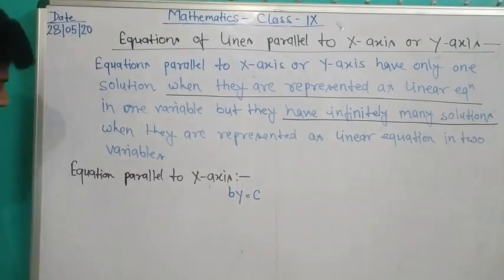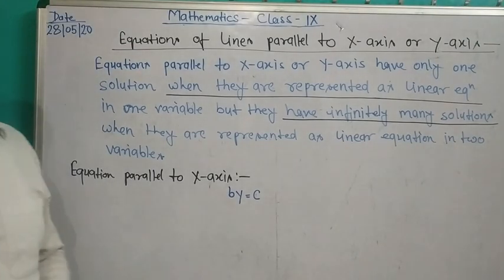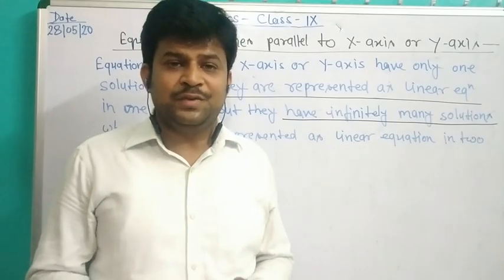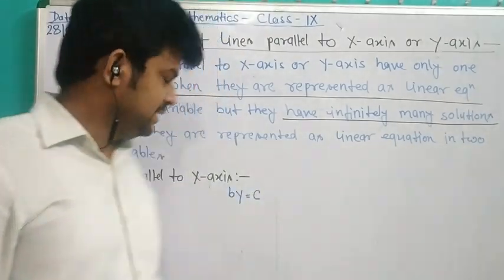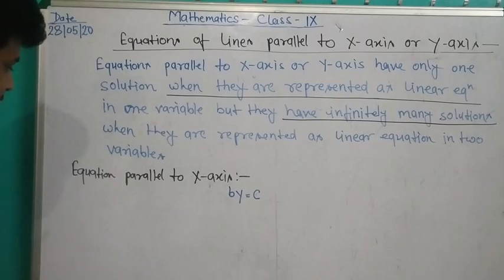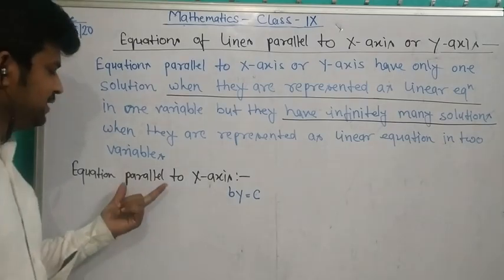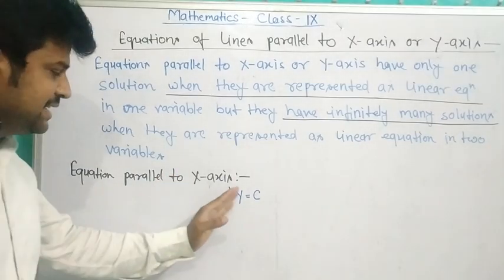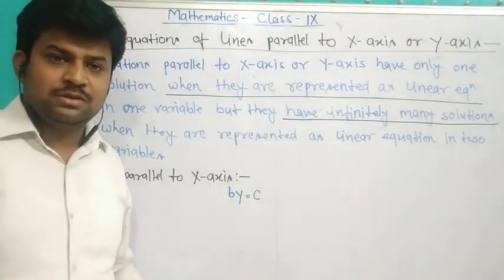Okay, next we are going to discuss the formation of a line which is parallel to the x-axis. For a line parallel to the x-axis, we write y equal to 0.